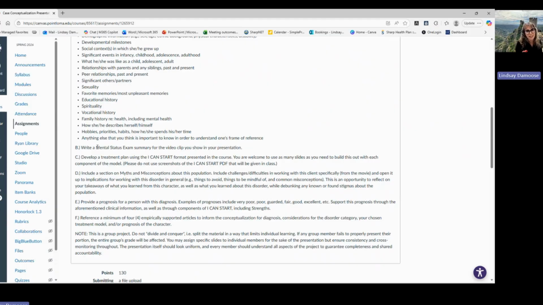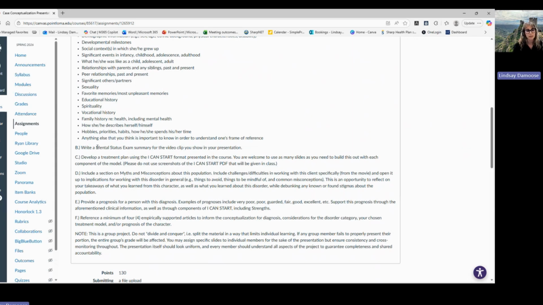This will be clear as we go through what the mental status exam is. And then you'll actually use, again, the I Can Start framework to scaffold your presentation, which is often in a PowerPoint. And so you'll go through the different components of the I Can Start framework. I'm very thorough in my directions here, so please, please review this in its entirety.